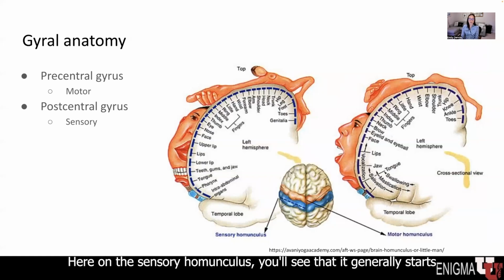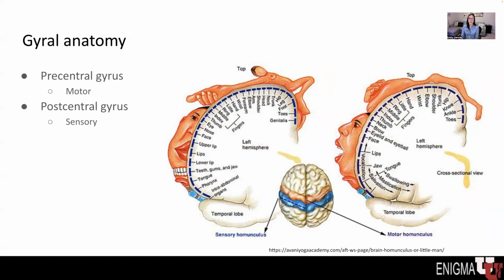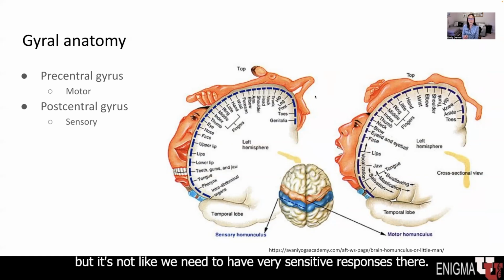So here on the sensory homunculus, you'll see that it generally starts at the bottom of the body and works its way up, all of the fingers here, the face and such. And the amount of space that's dedicated to each of these regions generally corresponds to how sensitive they need to be. So for example, toes, there's not a whole lot that we do with our toes. Of course, they're important for balance and walking, but it's not like we need to have very sensitive responses there. Whereas our fingers, we use them for so many things. We use them for writing, we use them for using tools. So they need to be a lot more sensitive to sensory inputs. So there's a lot more space dedicated to senses in the fingers.